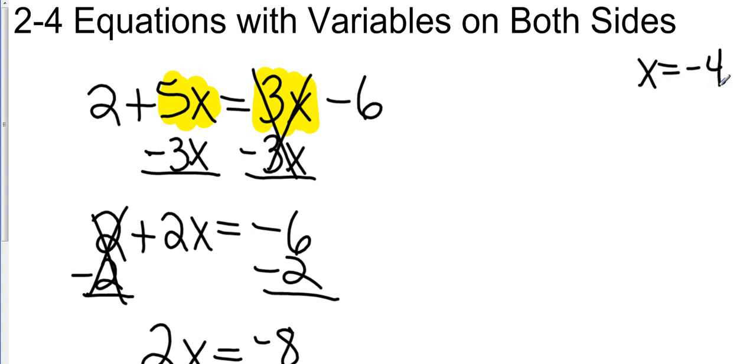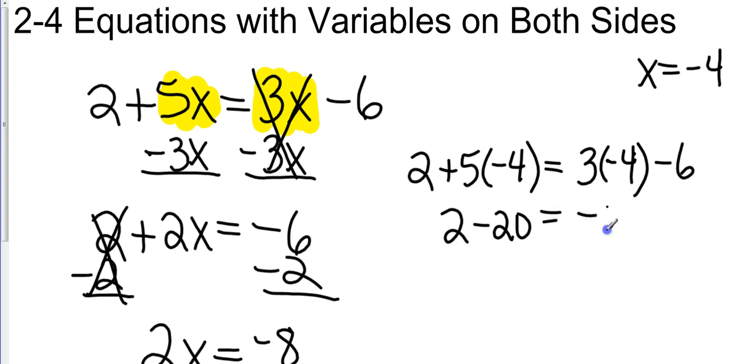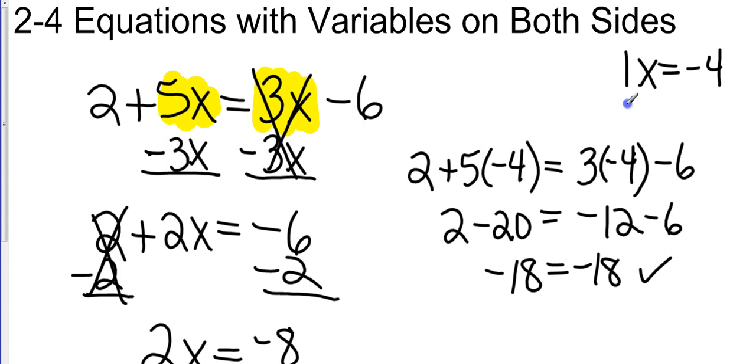I'm going to take a couple seconds to go back and check this. That's going to be 2 plus 5 times negative 4, and that's going to be 3 times negative 4 minus 6. 5 times negative 4 is negative 20, so that's going to be 2 minus 20. That's going to be negative 18 and negative 12 minus 6. Excuse me, not 16, 6. Correction there. And that shows me that both of them come out to be negative 18, which means that checks. So my final answer is x equals negative 4.